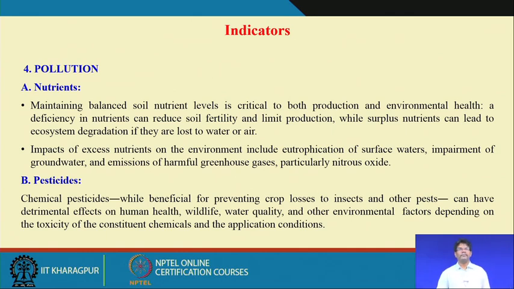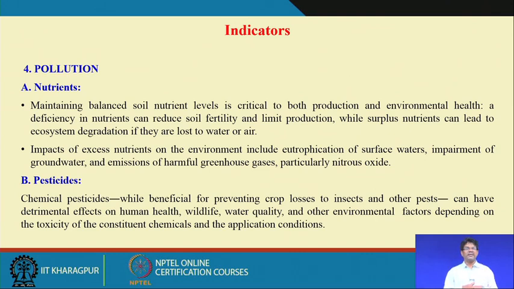And the fourth one, the pollution: the nutrient pollution and the pesticide pollution. Nutrients means maintaining balanced soil nutrient levels is critical to both production and environmental health. A deficiency of nutrients can reduce soil fertility and limit production, while excess nutrients can lead to ecosystem degradation, and if they are lost either to water or air, that causes pollution, air pollution and water pollution, eutrophication also.